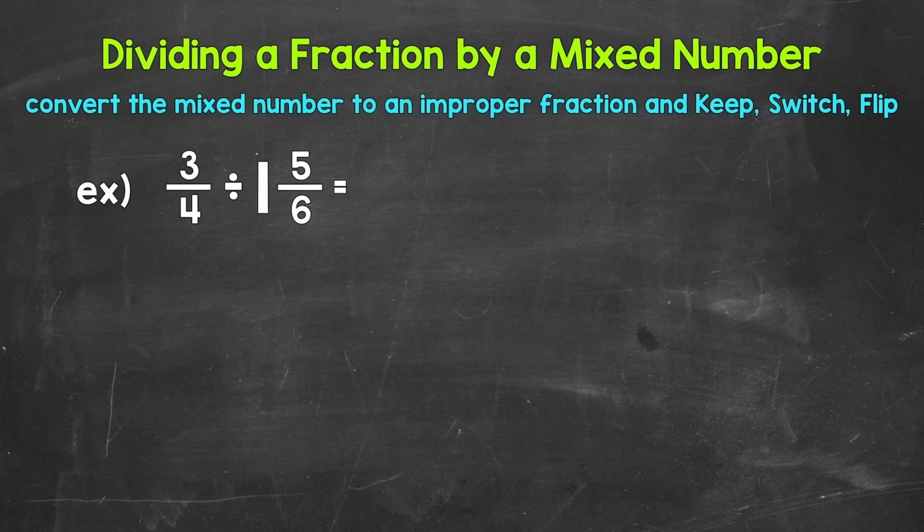So let's rewrite this problem. We have 3/4 divided by, and then as far as 1 and 5/6, let's convert this to an improper fraction. We start at the bottom and work our way up. We multiply and then add. So take the denominator and multiply it by the whole number. So 6 times 1 is 6, and then add the numerator. 6 plus 5 gives us 11. That's the numerator of the improper fraction. And then we keep the denominator of 6 the same.